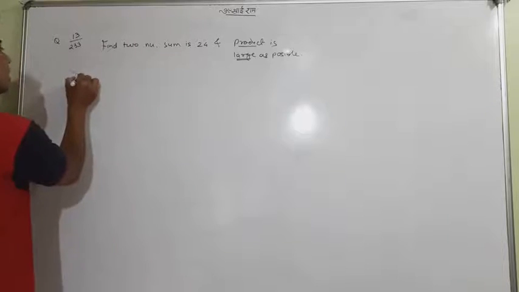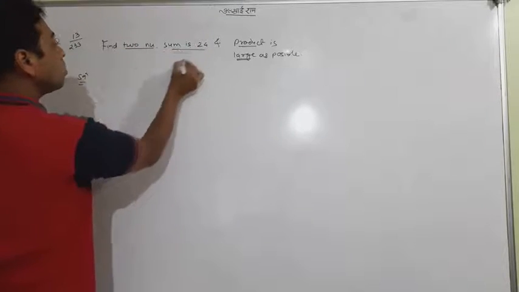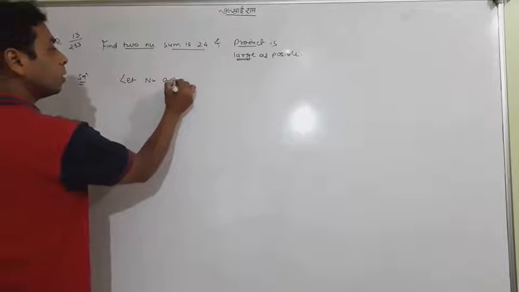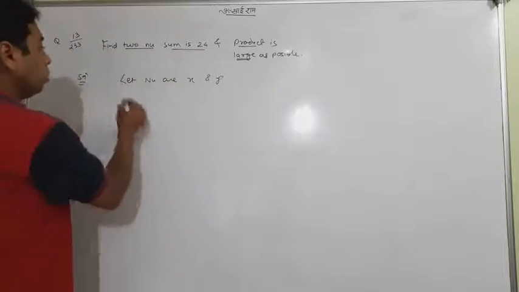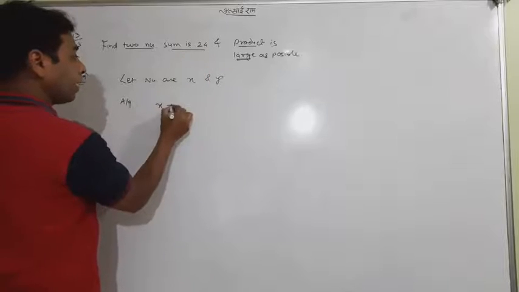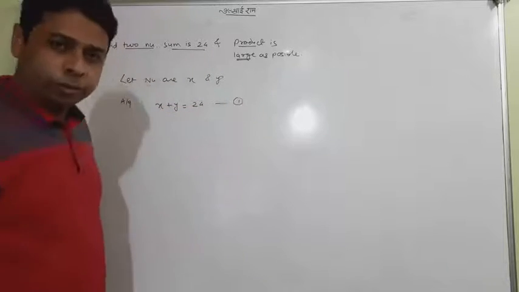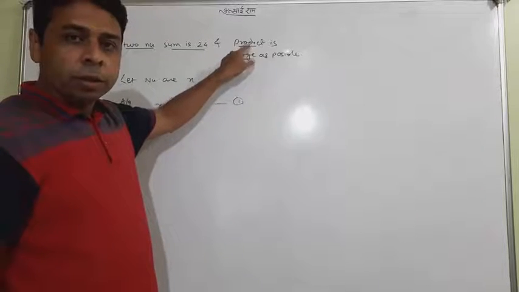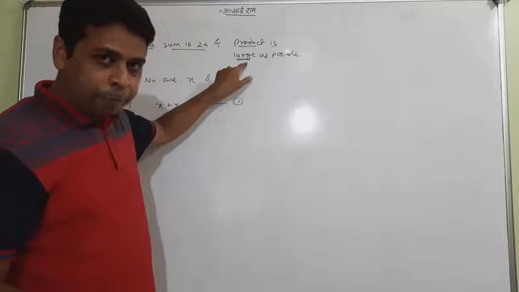Here we start the question: find two numbers whose sum is 24. Let the numbers be x and y. As per the question, whose sum is 24, x plus y is equal to 24. So that is the given equation. Now we want the product of x and y to be large, meaning maximum.